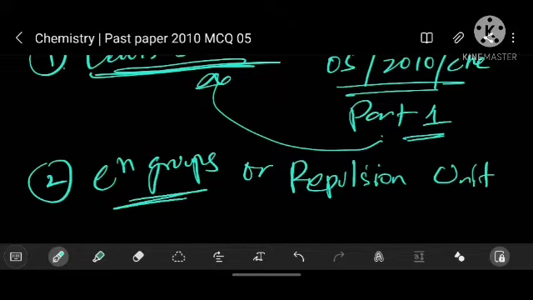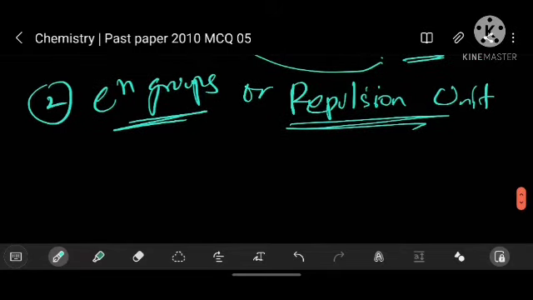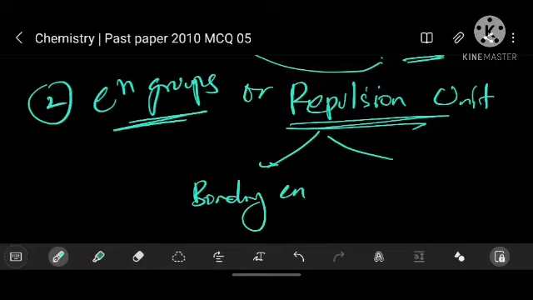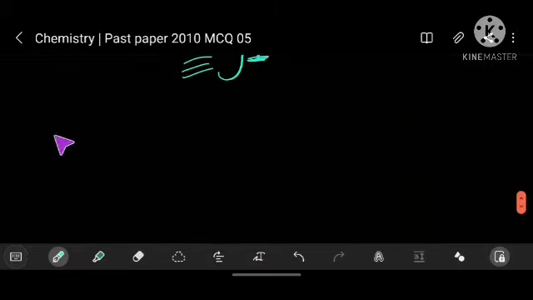You have to identify the repulsive units, how many repulsive units there are. So that is the second step. For that you have to identify the lone electron pairs and the bonding electrons. The third one is to name the electron group geometry.